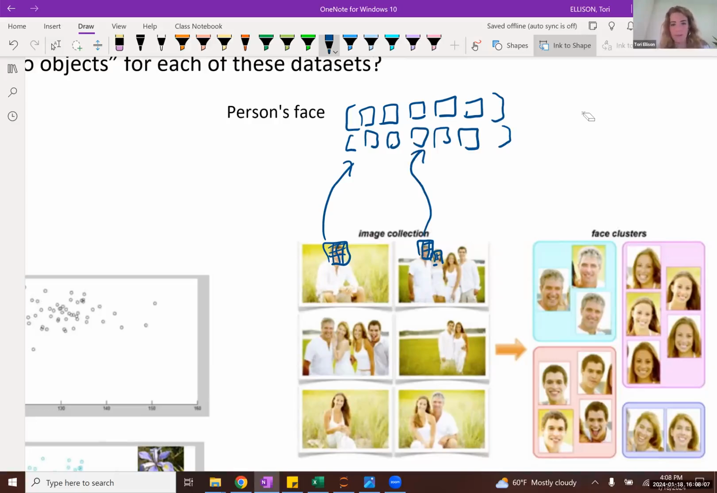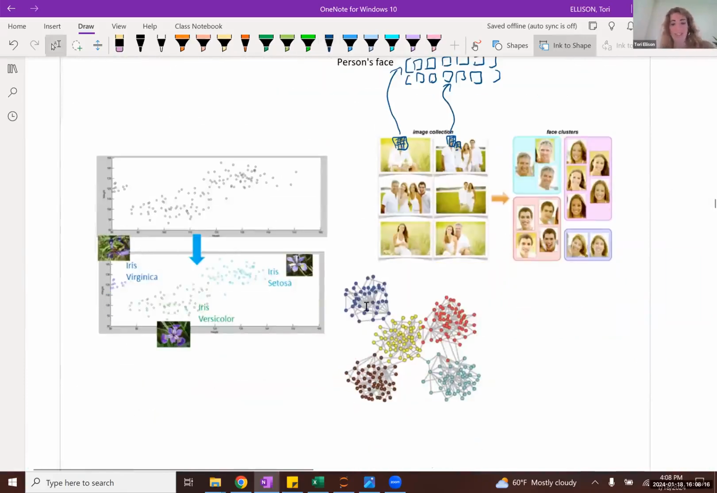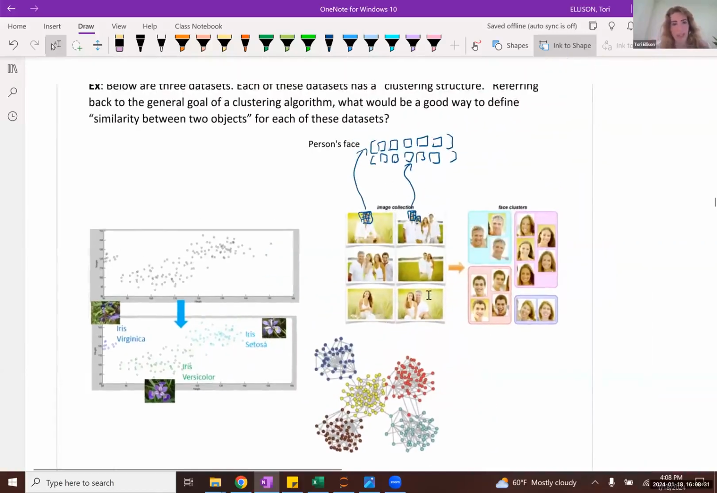Okay. And so the final data set that we might want to explore is a graph-based data set, or a network. For instance, this could be a social network in which each of the nodes represents a person, and an edge between nodes represents some sort of meaningful connection between two people. So for each of these types of data, what would be a good way to define similarity between the objects such that our definition of a clustering is able to identify meaningful clusters?